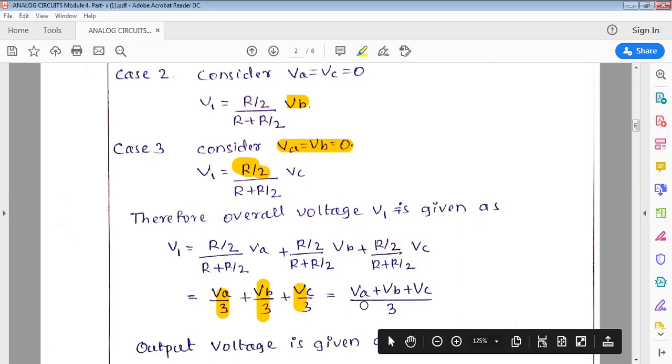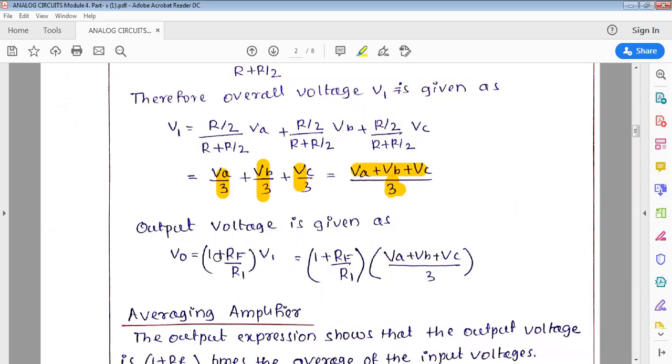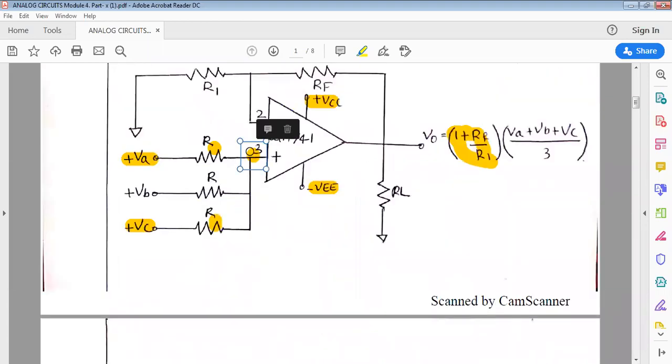As 3 is common, we can take the LCM. The overall voltage is given by VA plus VB plus VC divided by 3. Now, the output voltage is given by the voltage gain multiplied by the input voltage V1. So whatever we calculated here is nothing but the voltage that is available at this terminal, that is pin number 3. That voltage will be amplified by the gain of this non-inverting amplifier, so that we can get the output voltage V0.